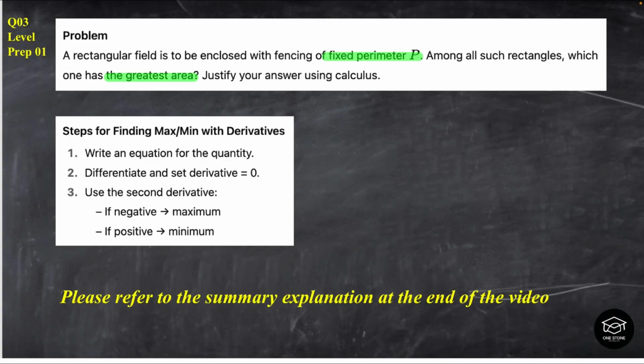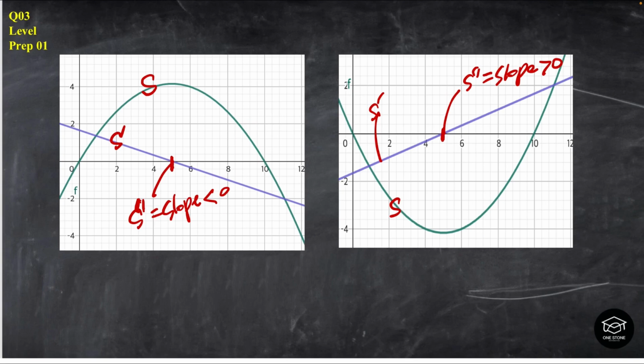To solve problems like this, the general method is always the same. First, we set up an equation for the quantity we want to maximize or minimize. Next, we take the derivative and solve for where it equals 0 to locate possible maximum or minimum points. Then, we check the second derivative at that point.